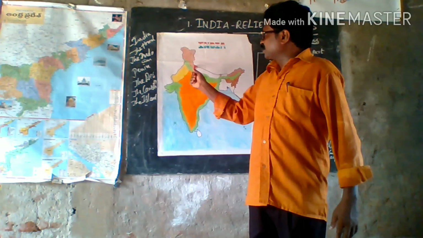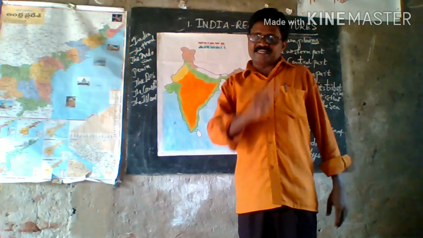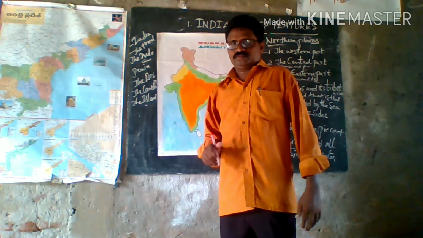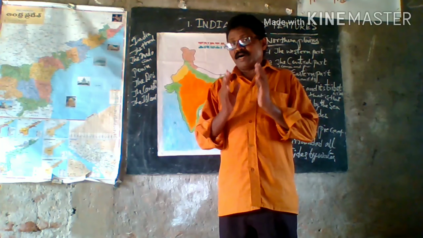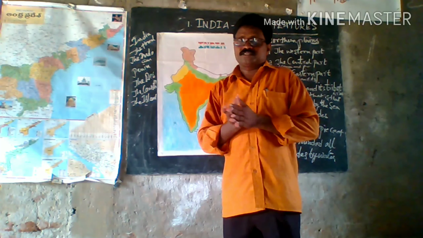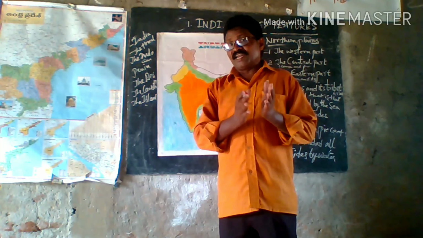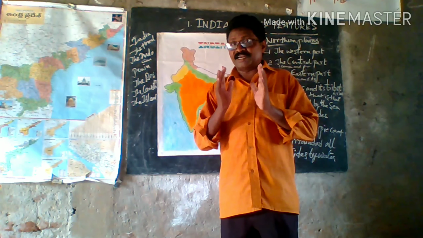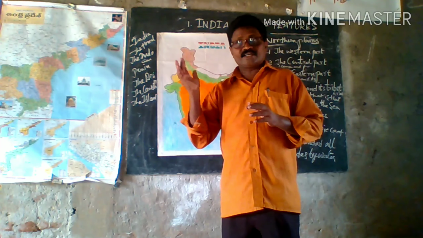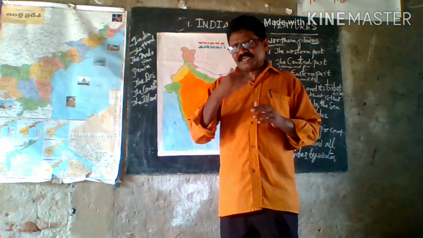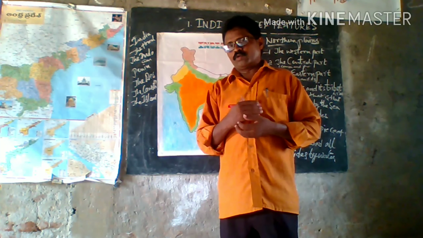Now the Himalayas can be divided into three parallel ranges. Already I told that. What are they? The Himadri are the Greater Himalayas. The Himachal are the Lesser Himalayas. The Shivaliks are the Outer Himalayas. We have learned about that already.